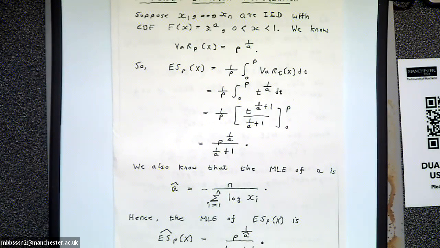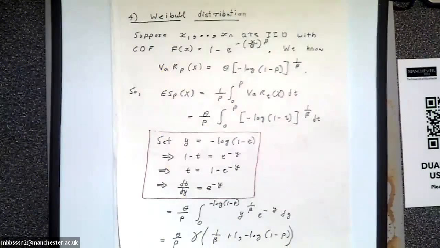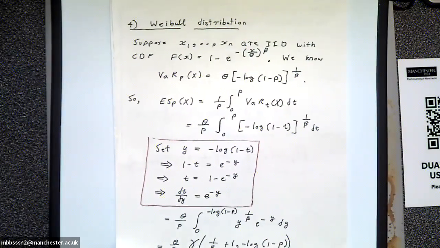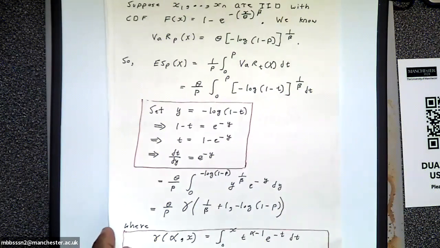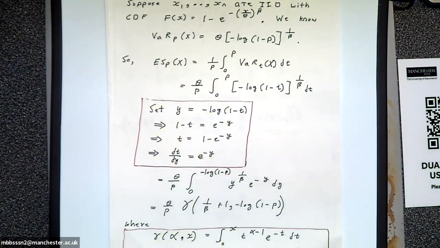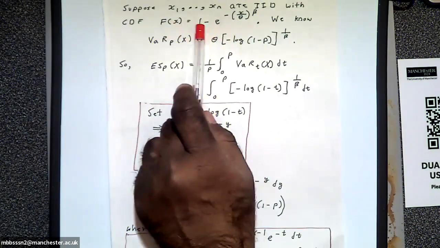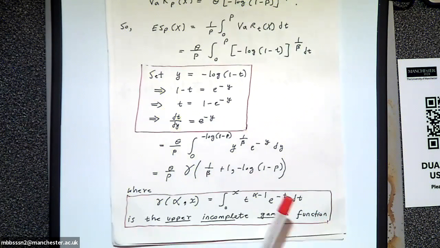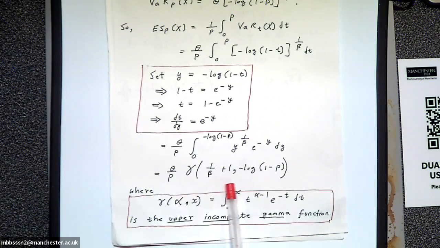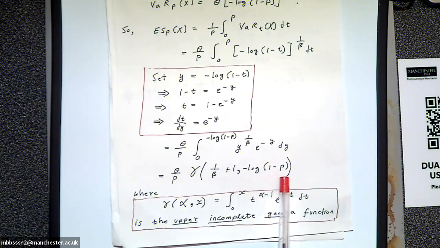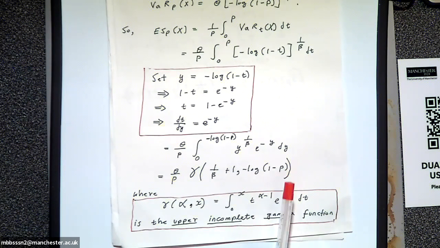So that's number 3. Number 4 is the Weibull distribution method. I think I did this as an example in the tutorial last week or the week before last week. And for this CDF, the formula for the expected shortfall is given by this, right? All right, this is the formula for the expected shortfall.